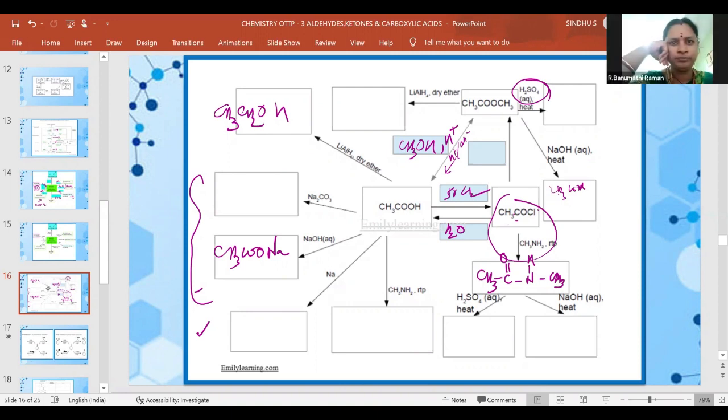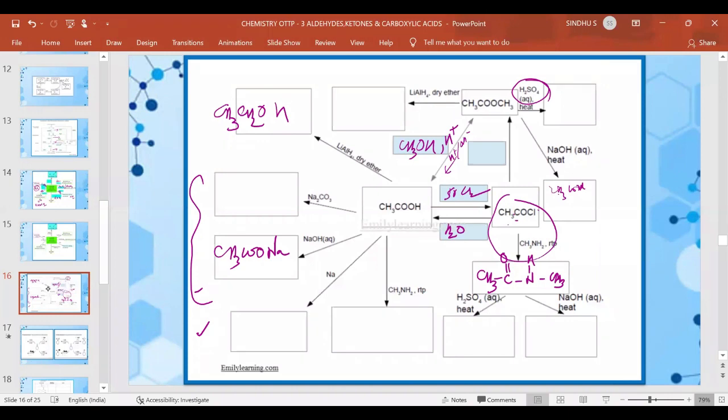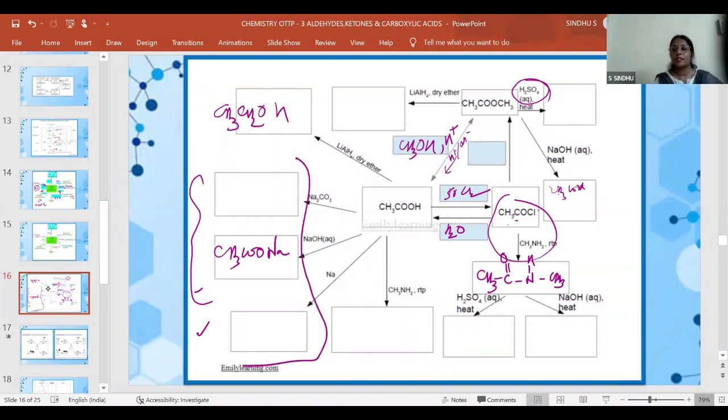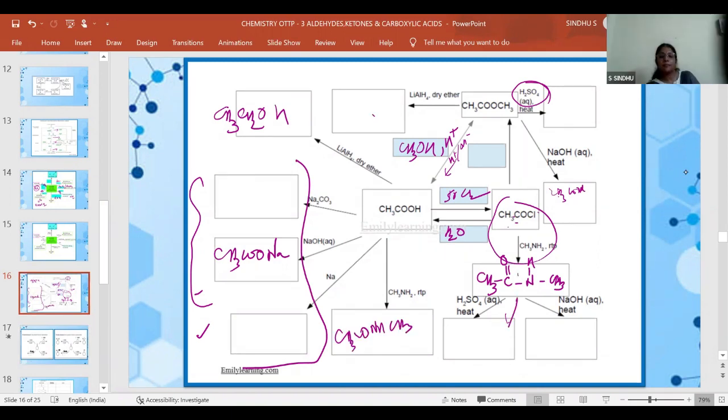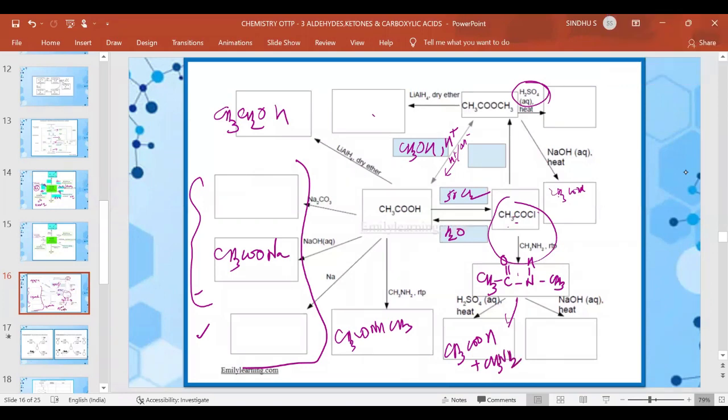Coming on to acid and amine. Acid and amine reactions go the same way, giving CH3CONHCH3. So all these are the same products. In an acid medium, with sulfuric acid, we will get the acid salt. And if it's basic medium, we should be going in for the sodium salt.